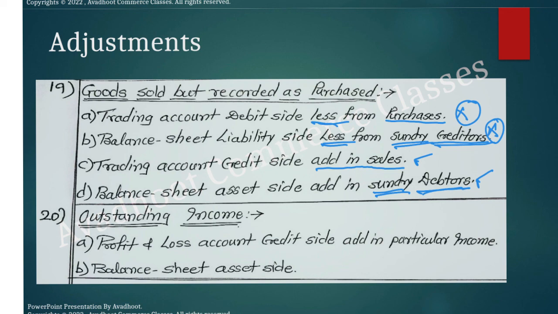And the last one is outstanding income. Income is not received, it is receivable. When the word receivable comes, it goes to your balance sheet asset side. That is most important. And income is there, that is to be taken to the profit and loss account credit side. Such types of adjustments are generally there in the examination, not 20 adjustments. At most, it is 5 to 6 adjustments to this particular account.